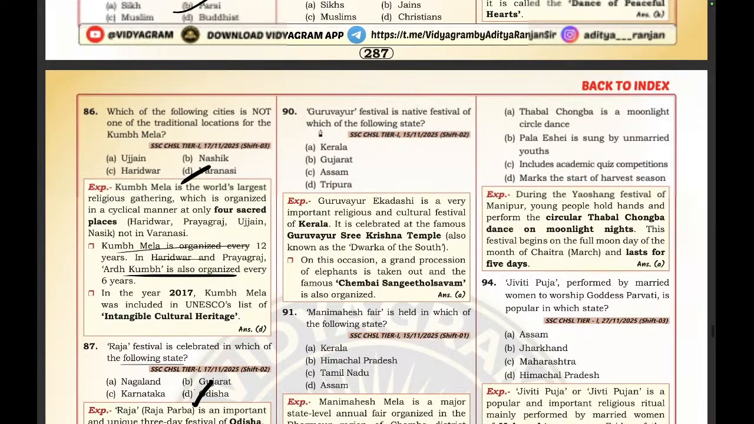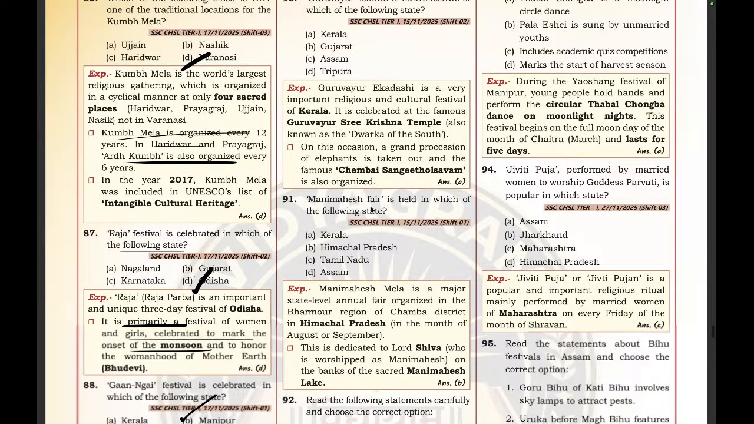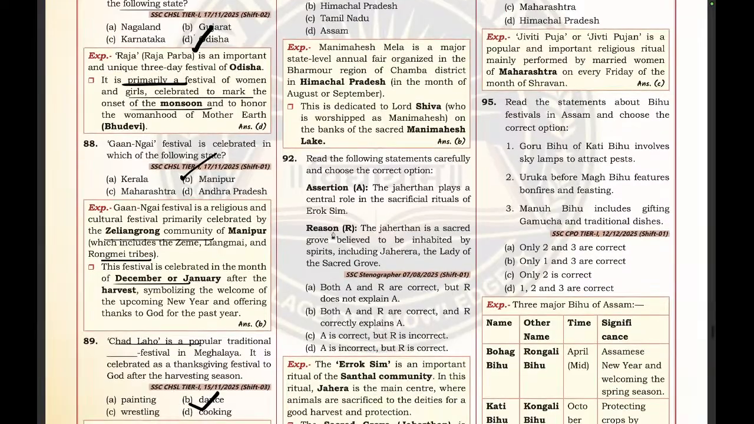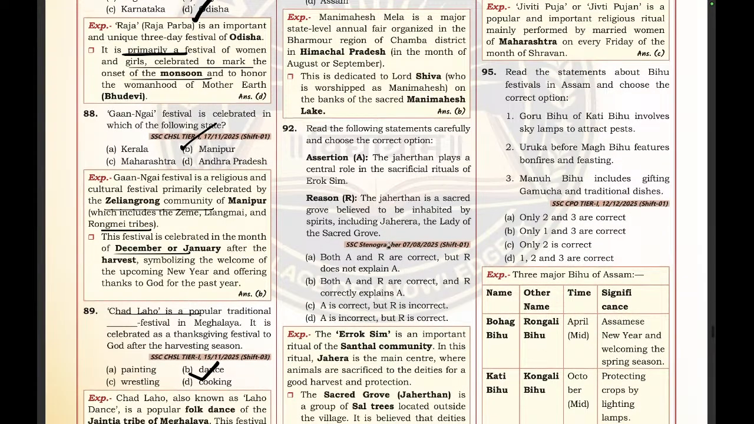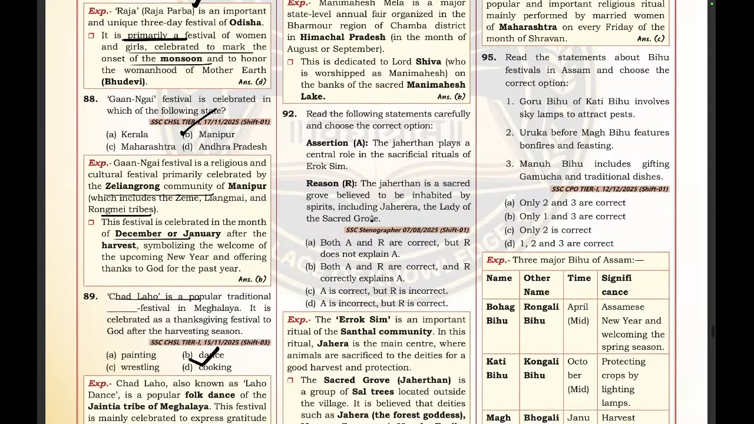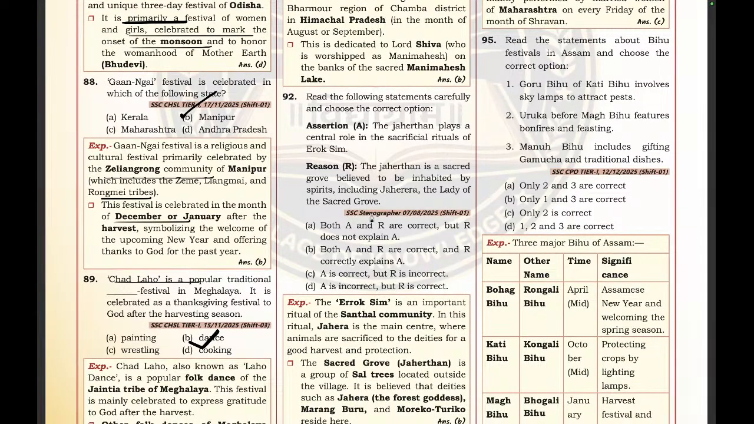The different communities celebrate them. Guruvayur festival is celebrated in which of the following states? Guruvayur is celebrated in Kerala. It is an important religious festival at the famous Guruvayur Sri Krishna temple, also known as Dwarka of the South. Okay. Manimahesh fair is held in which of the following states? Himachal Pradesh. The Jahera plays a central role in the sacrificial ritual, a sacred grove believed to be the Jahera lady.